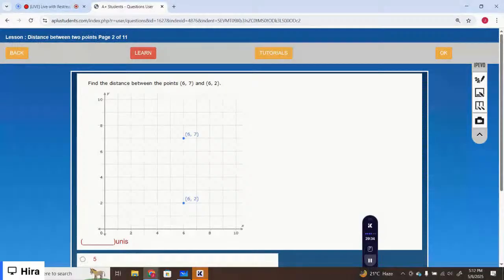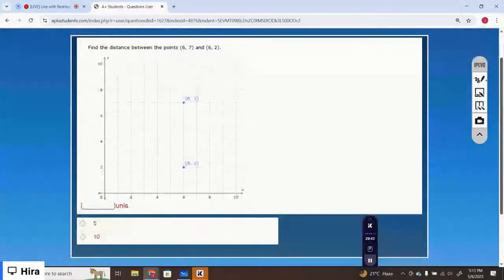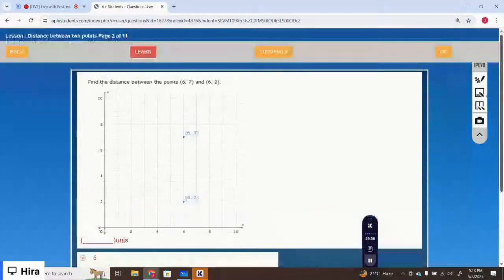Find the distance between the 2 points. They are 6, 7 and 6, 2. So the points have the same x components. Just subtract the y components. So 7 minus 2 is 5. The correct option is 5, option number 1.